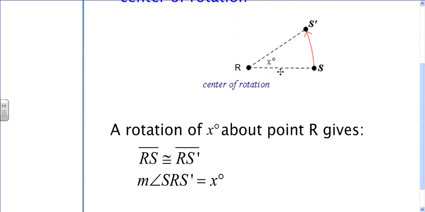If we were to look at this point S, and if we rotated point S about point R, and we rotated it X degrees, then it would lead us to the location that is S prime, the image point. And if that happened, then the segment that connected R to S would be congruent to the segment that connected R to S prime. And the angle that we created, angle S R S prime, would be exactly equal to X degrees if my rotation were X degrees. So we'll look at a couple specific examples here in a second.